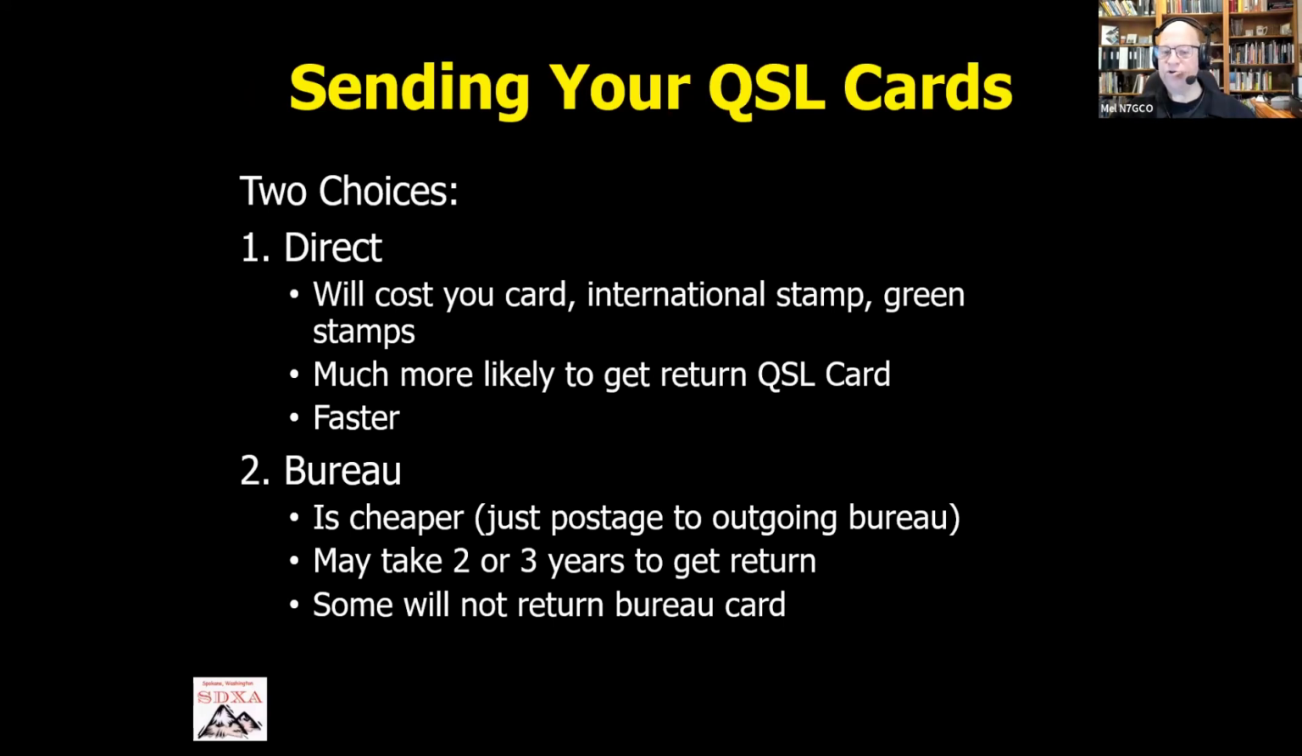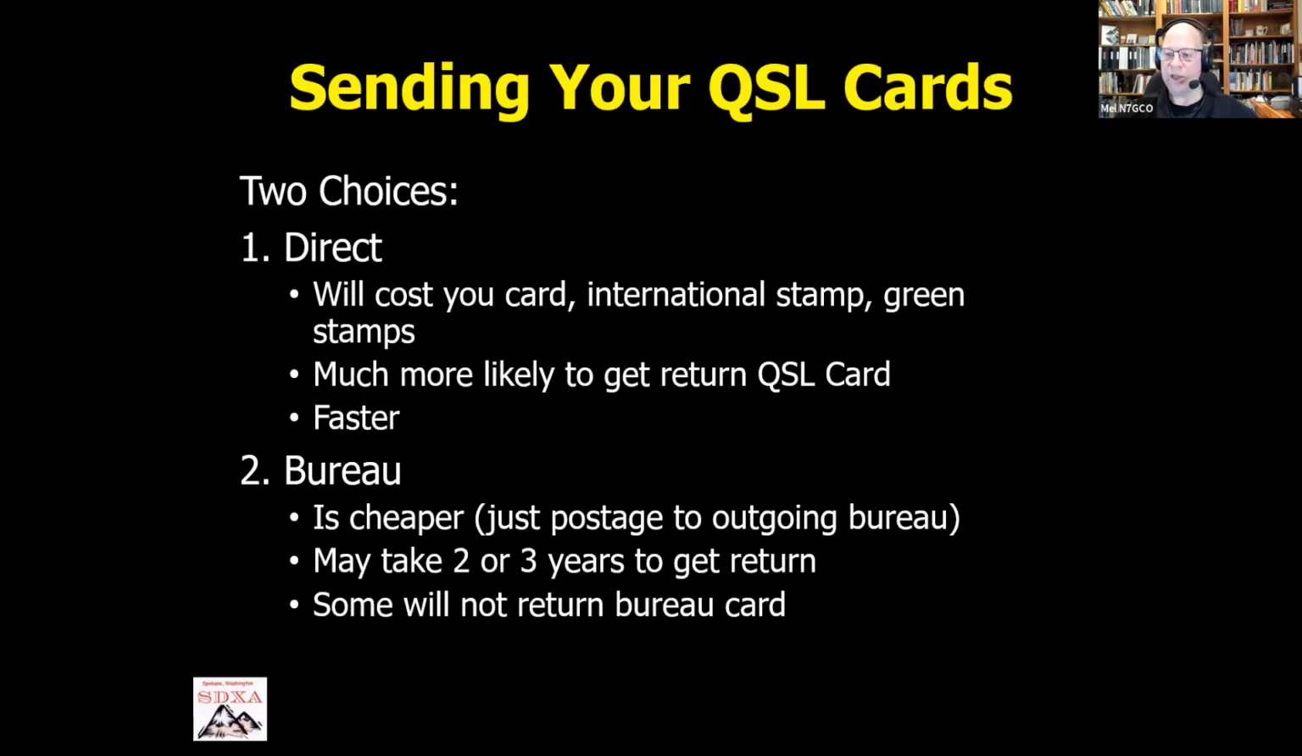When you're sending cards, you've got two choices really, and we're talking international here. Direct, you're going to pay the cost of your card, an international stamp, which is $13 or $14 now, I think, and then your green stamp. So you almost have $4 to $5 when you send a card out. Now, you're much more likely to get a return. I'm sure I average well over 95% return on the cards that way. And it's usually faster, a lot of times 2 weeks, 2.5.